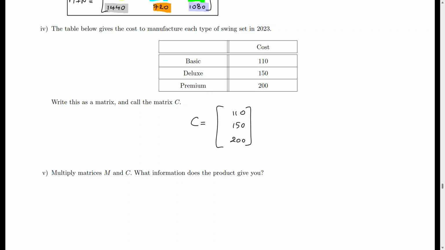What's the size of this matrix? This matrix has 3 rows, but only 1 column. So 3 rows and 1 column. Therefore, it's a 3 by 1 matrix. It's kind of a strange matrix. When it's got 1 column only, we usually call it a column matrix instead of a regular matrix. We add the word column next to it because it automatically means that we only have 1 column in this matrix.